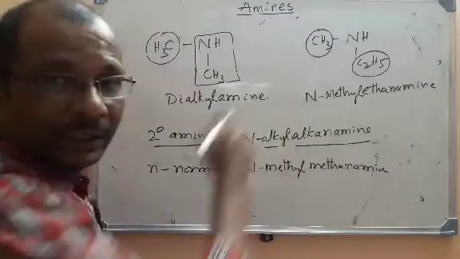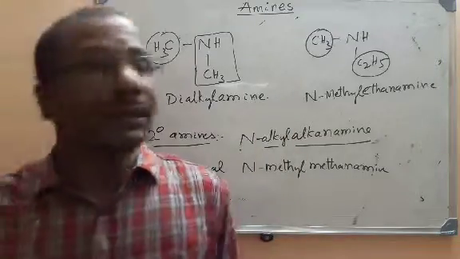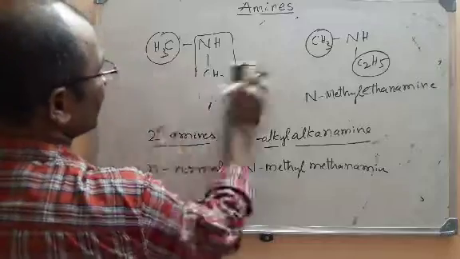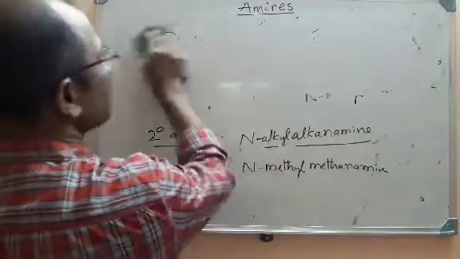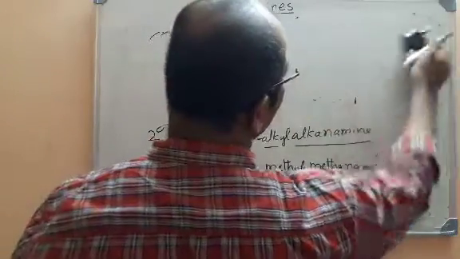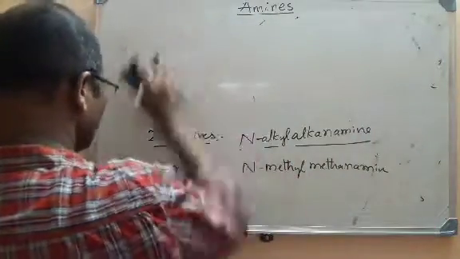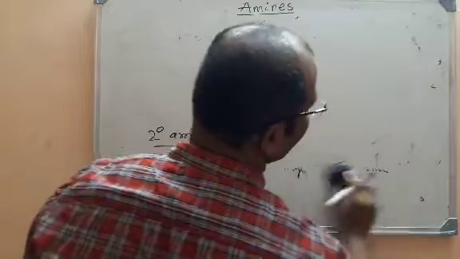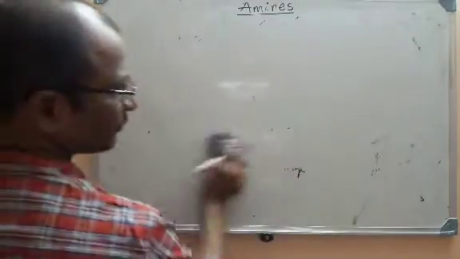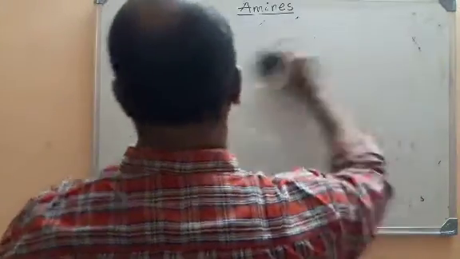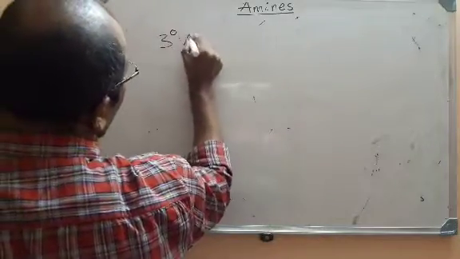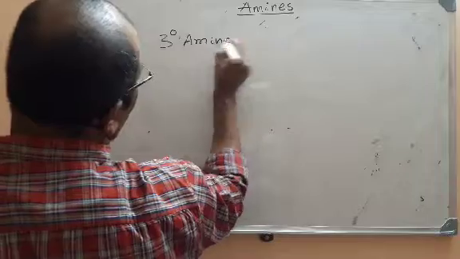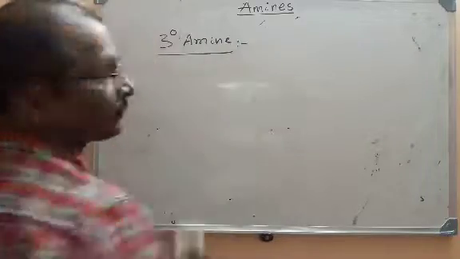Let us see tertiary amines. What is a tertiary amine? A tertiary amine is obtained by replacing 3 hydrogens of ammonia with either 3 alkyl groups or aryl groups. Now I am discussing aliphatic amines. Let us take the nomenclature of tertiary amines, the IUPAC nomenclature.